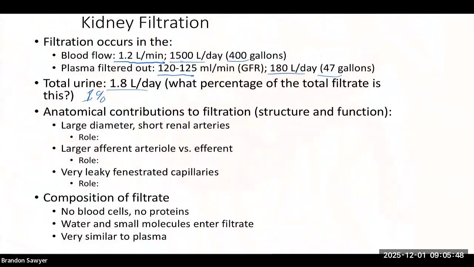We don't have 180 liters of fluid in our body, so there's no way this would work, right? So we've got to pull most of it back. And that's mostly what we're doing in the kidneys, pulling most of it back. But we need to create a bunch of filtrate first. So the question here is, how do we create so much filtrate? There are some anatomical contributions to this, and this idea of structure dictating function, which is a key through all of anatomy and physiology.